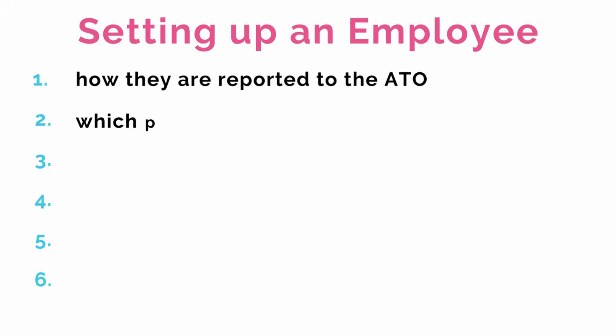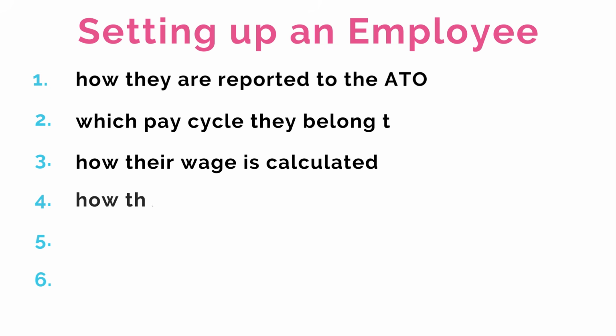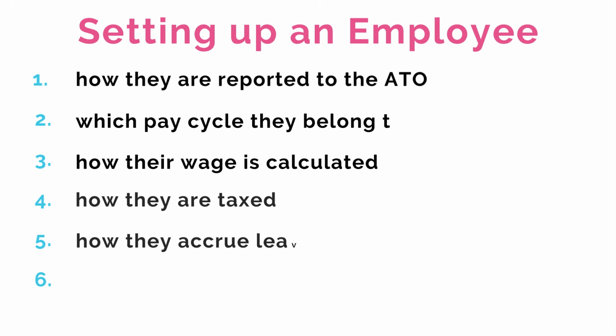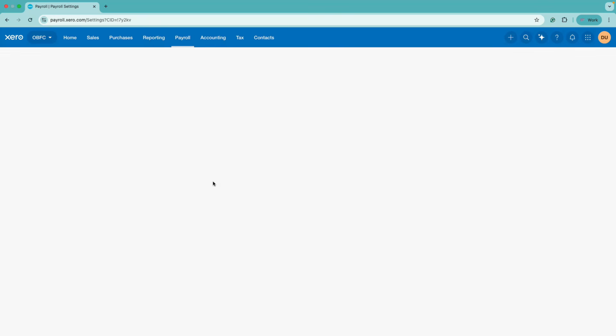So to sum up this section, when setting up an employee, you are defining how they are reported to the ATO, which pay cycle they belong to, how their wage is calculated, how they are taxed, how they accrue leave, and where their super is paid. Once this is done properly, running payroll becomes really straightforward. And now your employee is ready for their first pay run.